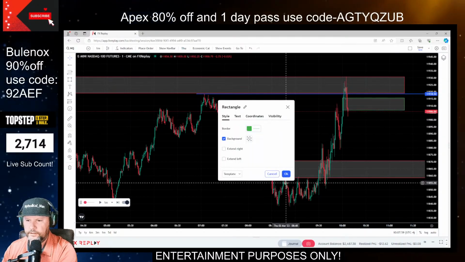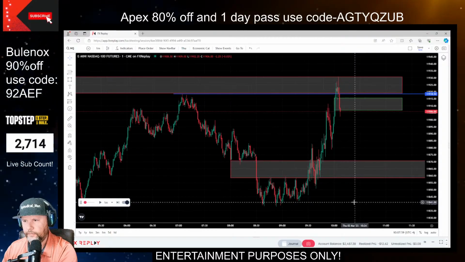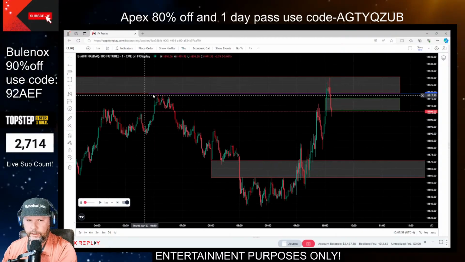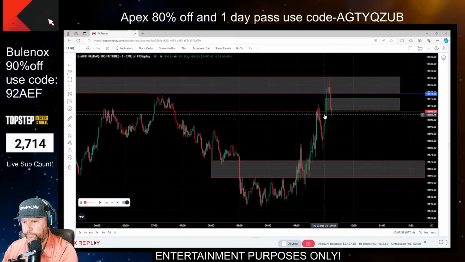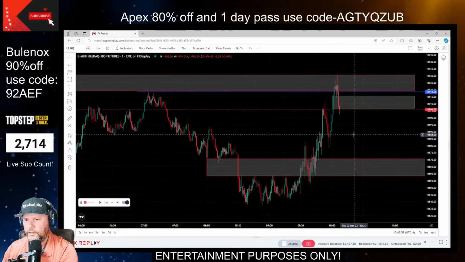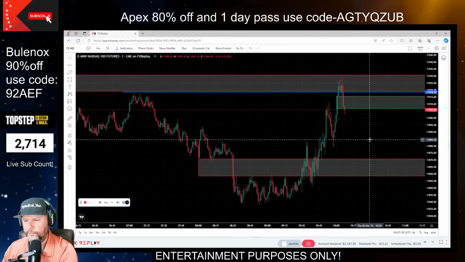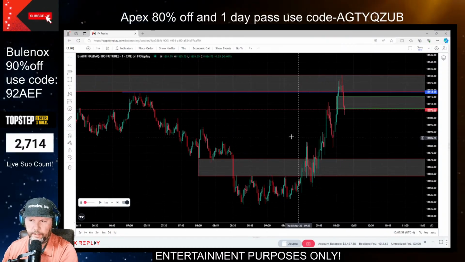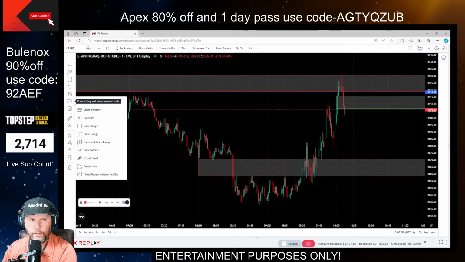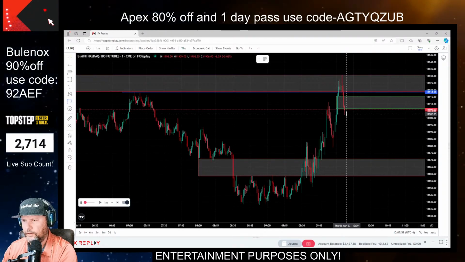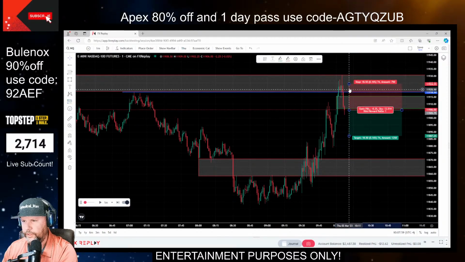All right, so let's think of this in terms of setups, right? Did we sweep liquidity? Yes. Are we delivering from a fair value gap? Yes. Did we inverse a fair value gap? Yes. So in terms of setups, this will be an A+ setup. So let's take it. And it's probably what I should have waited on to begin with on that first one there.